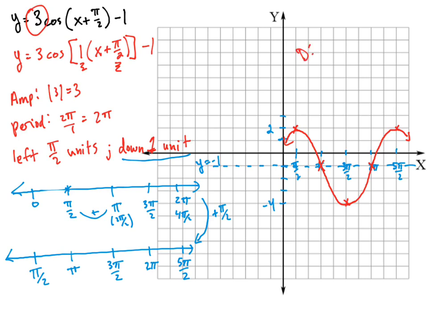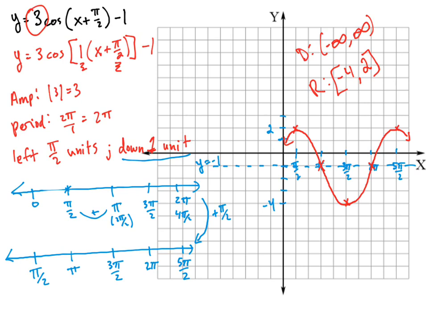Okay, so for the domain, as mentioned, it's always all real numbers. For the range, the smallest value we get for the function is negative 4. The greatest value is 2, and we include those endpoints.